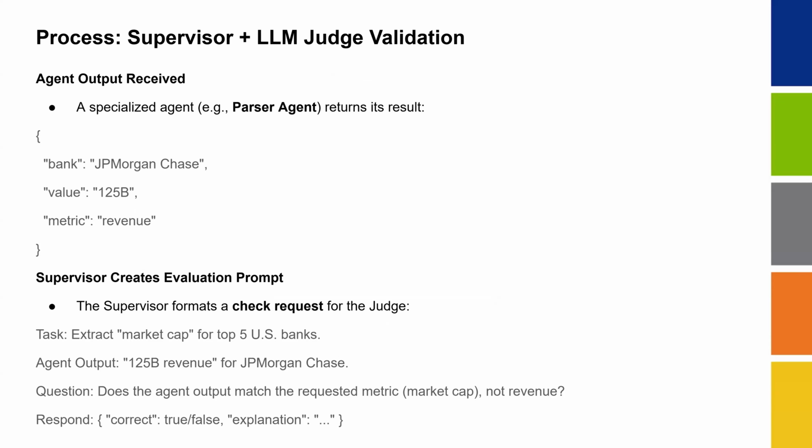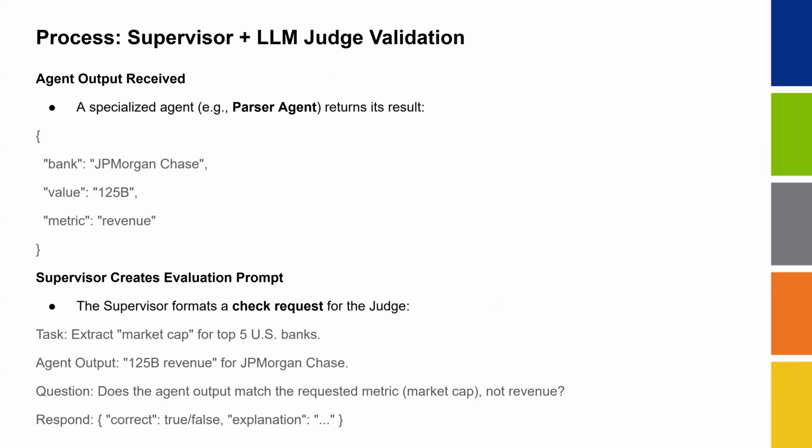So the process would be, as I mentioned, the conversation between the supervisor and the sub agents, the supervisor and subordinate agents, and then eventually the supervisor and the LLM judge agent. Agent output is received once the task is done. A specialized agent, for example the parser agent, returns its results. Say, for example, the bank is JP Morgan Chase, the value is 125 billion, and the metric is revenue.